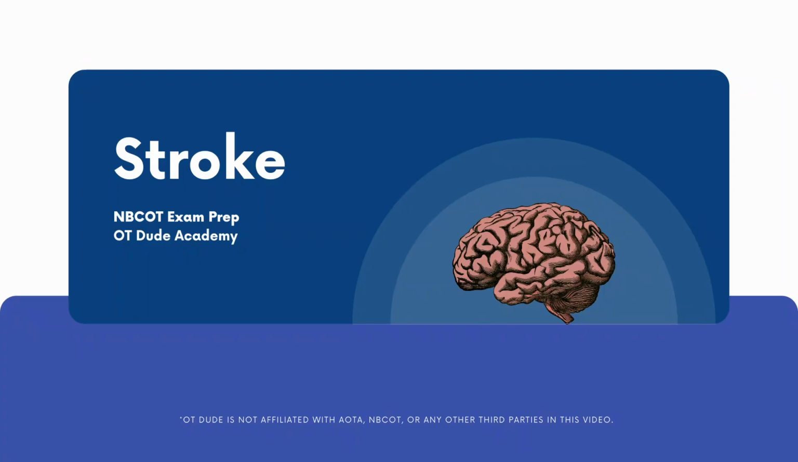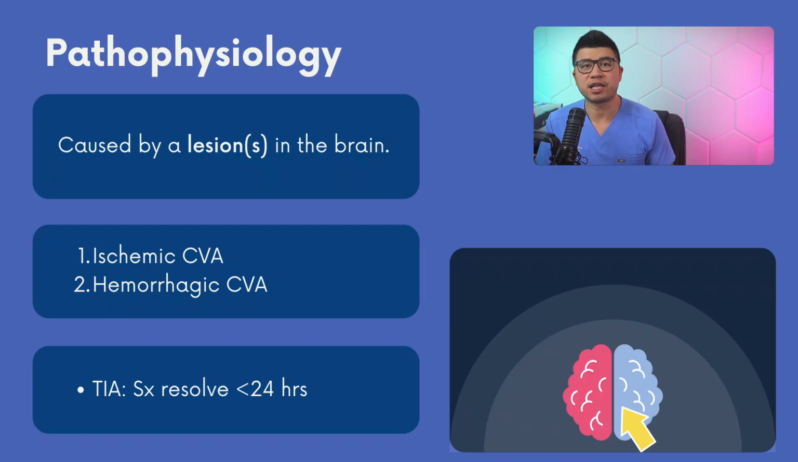Stroke is also known as a cerebrovascular accident, CVA. In medical speak, the pathophysiology of a stroke is caused by a lesion in the brain. In other words, something, either a block or a bleed, causes a failure to supply oxygen to parts of the brain cells, leading to their death. There are two types of strokes, ischemic and hemorrhagic.